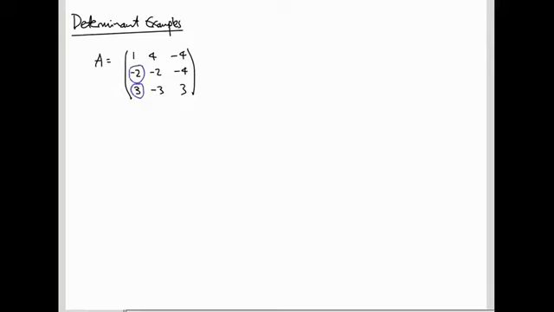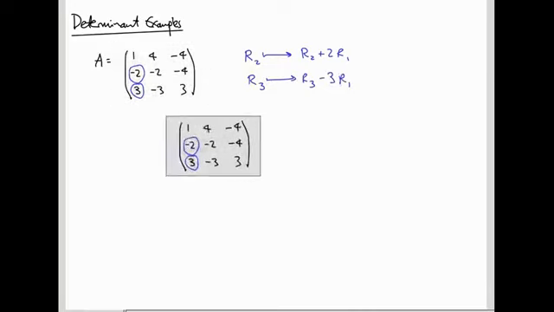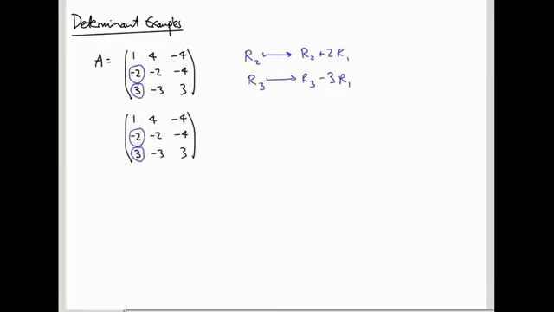So we're going to add 2 copies of row 1 to row 2, and we're going to subtract 3 copies of row 1 from row 3. So row 2 goes to row 2 plus twice row 1, row 3 goes to row 3 minus 3 row 1, and we're going to get what? Well, this will become 0.